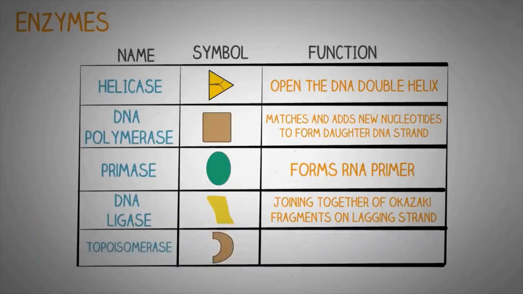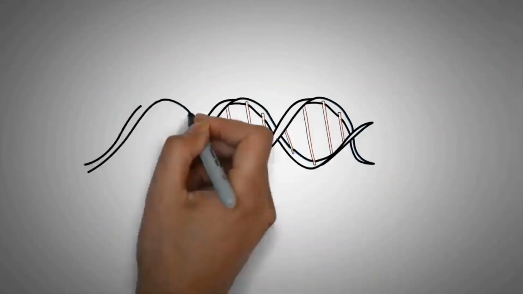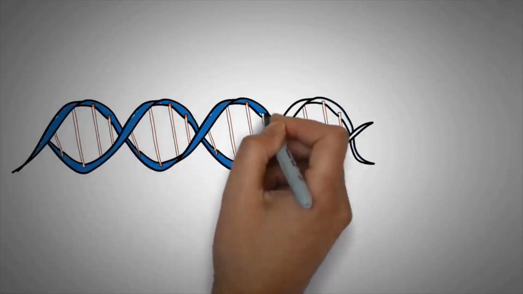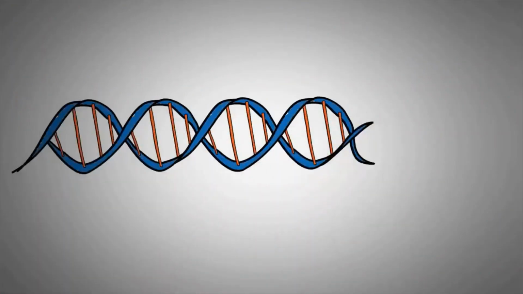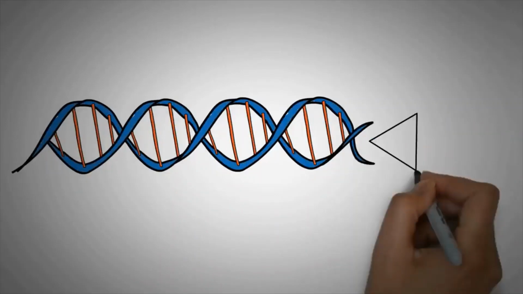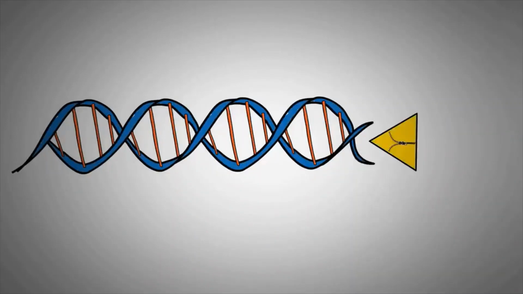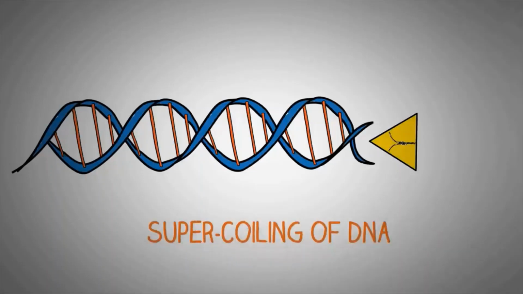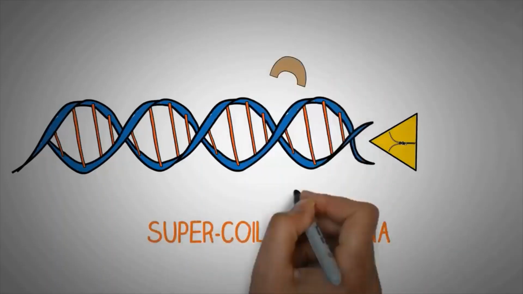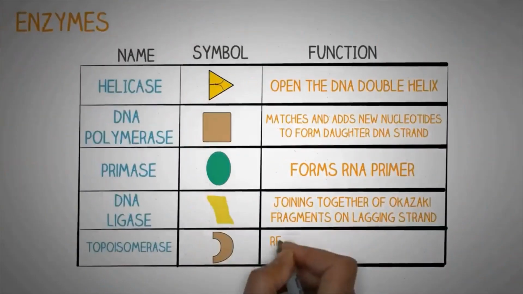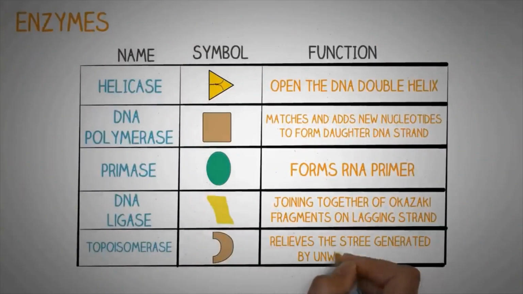And the final enzyme we will talk about is the enzyme topoisomerase, which will be denoted by this symbol. Now, the DNA is a double helical structure which consists of two strands of DNA which are twisted around each other. When the enzyme helicase opens up the DNA, there is generation of stress in the DNA strands which can lead to supercoiling of DNA. Now, this problem is solved by topoisomerase, which cuts and reseals the fragments of DNA to relieve the stress that is produced by unzipping of the DNA.